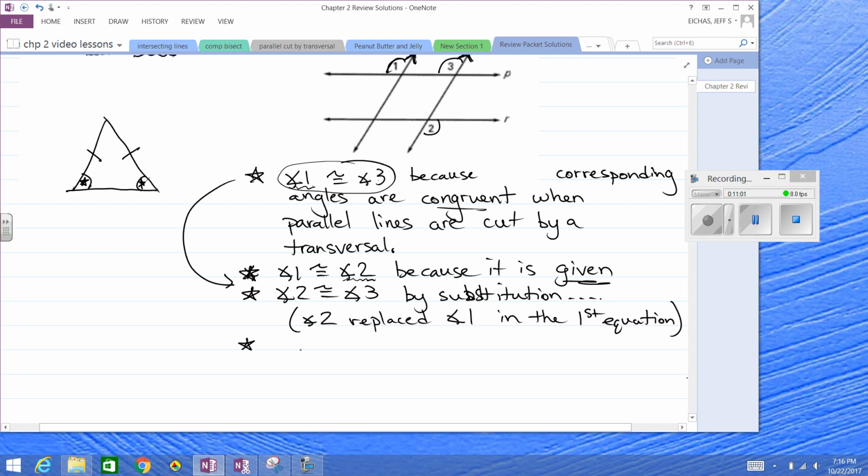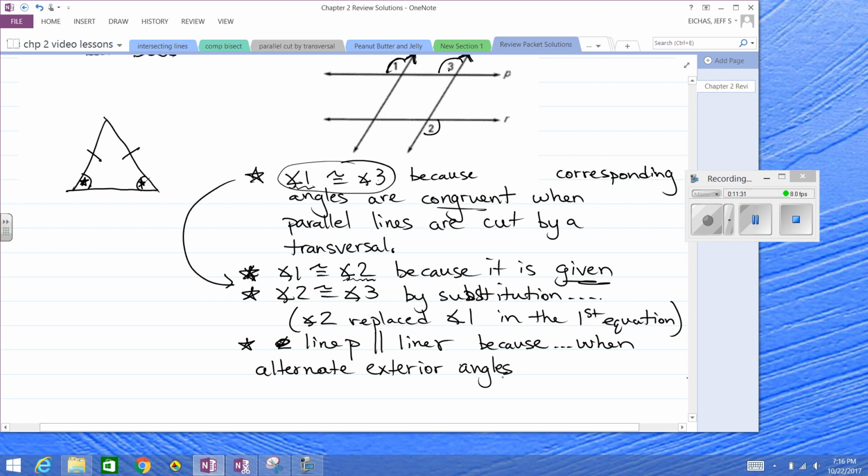Now, this is really tough. Line P is now parallel to line R because, when alternate exterior angles, that's what those are. If you really look, angle 3 and angle 2 are alternate exterior angles. So when alternate exterior angles are congruent, then lines cut by a transversal must be parallel.